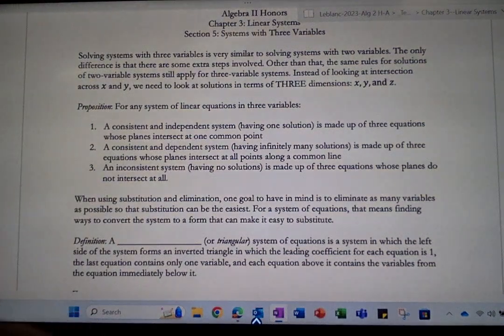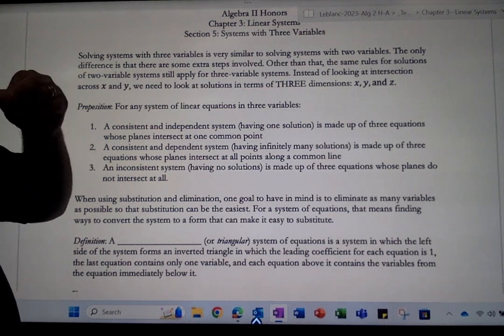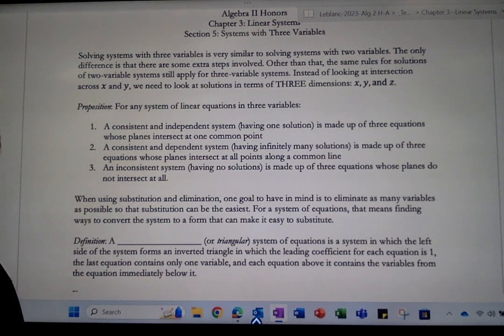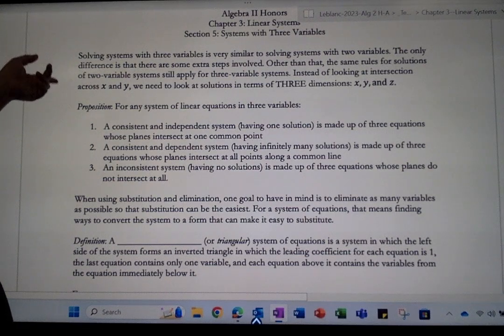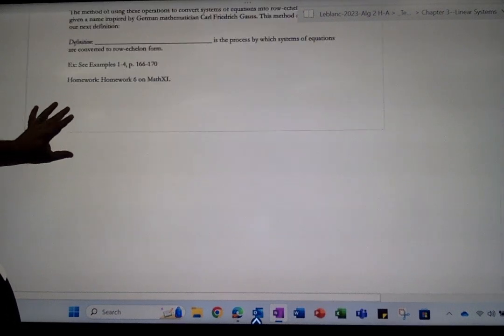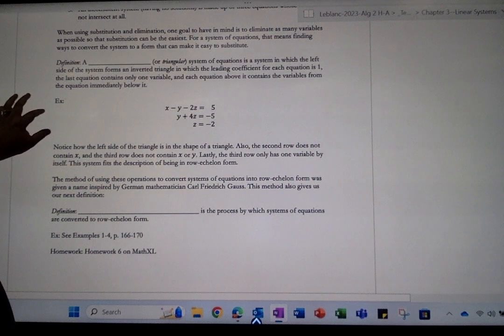Now, when we're using substitution and elimination, one goal to have in mind is to eliminate as many variables as possible so that substitution can be the easiest to use. For a system of equations in three variables, that means finding ways to convert the system to a form that makes it easy to substitute. Okay? And that's where we get to this definition right here.